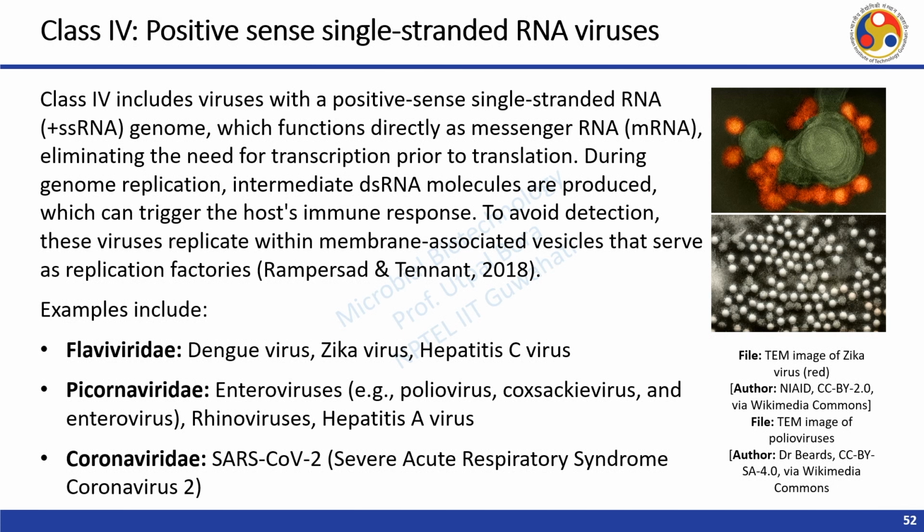So, some of the examples include Flaviviridae, which causes, for example, dengue, Zika and hepatitis C, then Picornaviridae, enteroviruses, and then rhinoviruses, hepatitis A virus, then Coronaviridae, which caused the recent pandemic, SARS-CoV-2. So, here you can see the TEM image of Zika virus on the top, and then we can see the TEM image of polioviruses on the bottom.